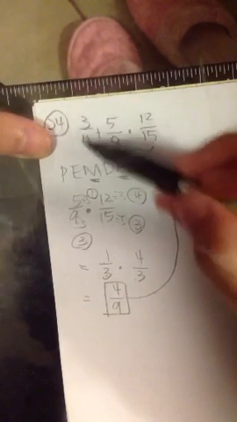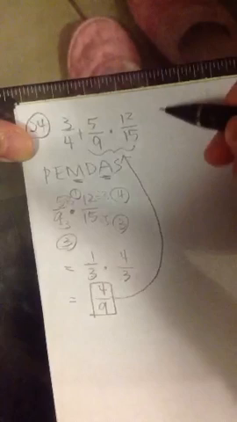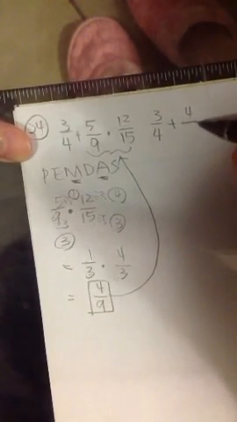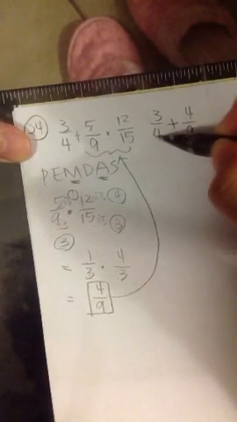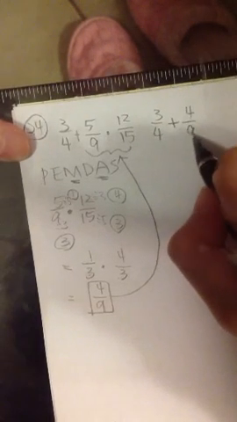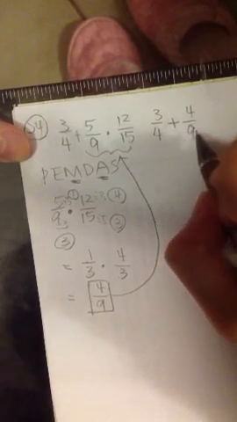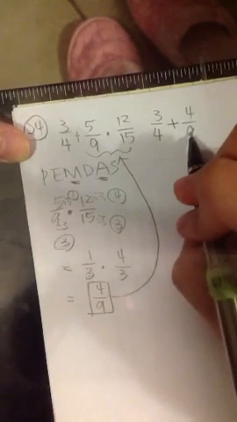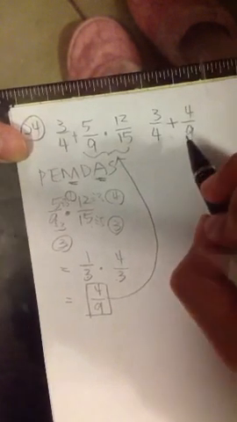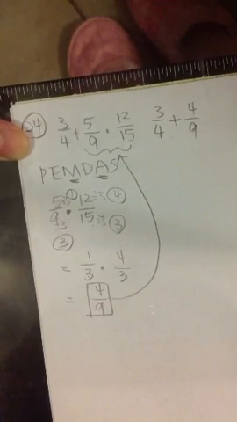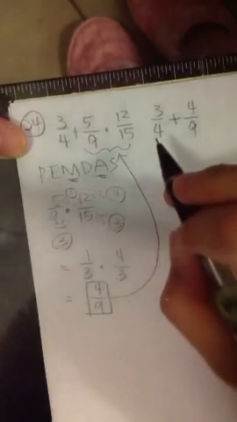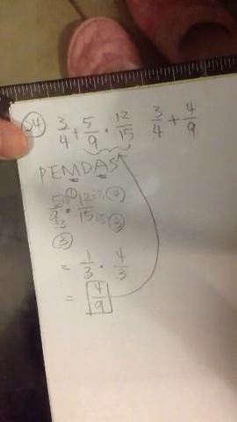And we also have the addition part. So we know that we have to do 3 over 4 plus 4 over 9. And now we're doing addition. Addition, we do need a common denominator. So we have to know what the least common multiple of 4 and 9 is. 9 is 3 times 3 and 4 is 2 times 2. So we know that their least common multiple will be 4 times 9, which is 36.